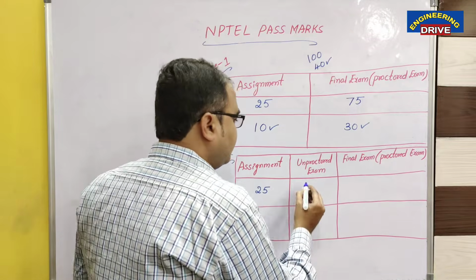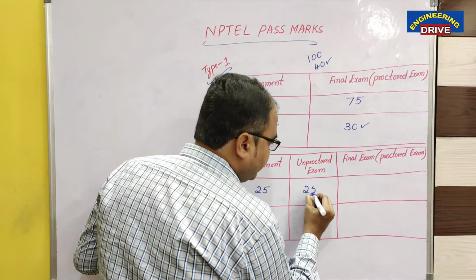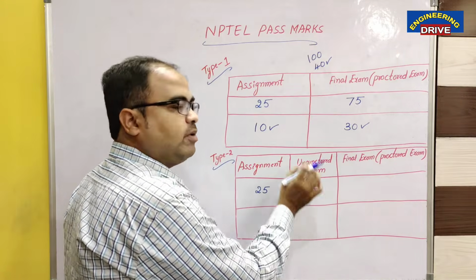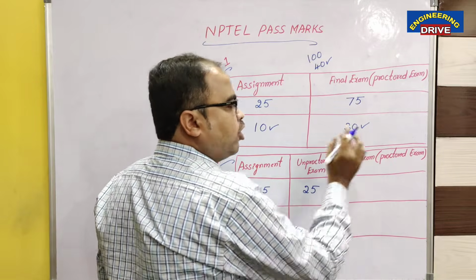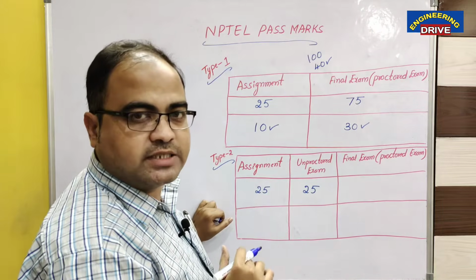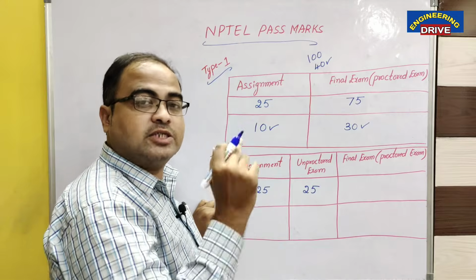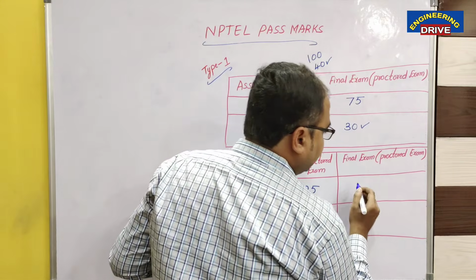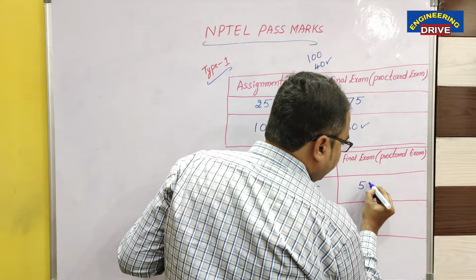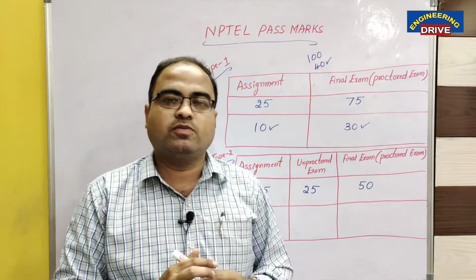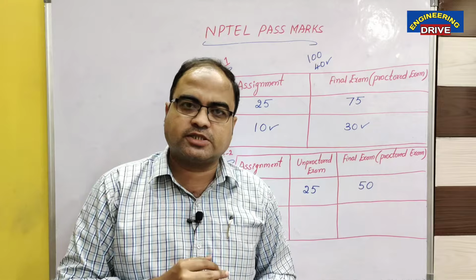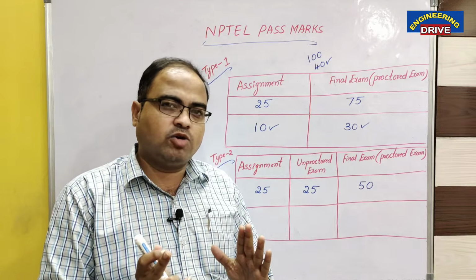So how many marks will be there for this unproctored exam? 25 marks. For 25 marks, you need to write this exam. And the final exam, which is a proctored exam, which you need to write in the allotted center in online mode in the presence of an invigilator, NPTEL will give this one only for 50 marks for the type 2 candidates who have selected some programming courses. I believe that you got clarity.